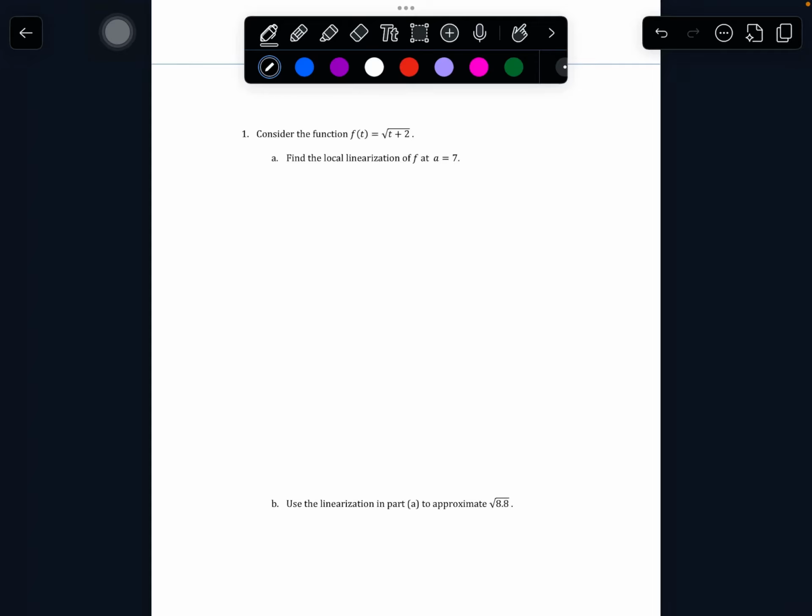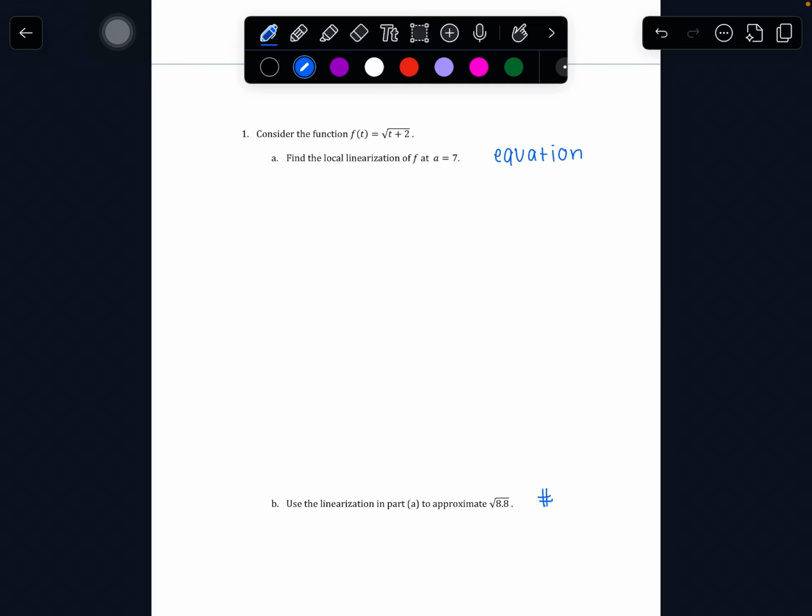Okay, so we have this function. In part A, we're asked to use this function to find the local linearization at a equals 7. And then part B, we have to approximate the square root of 8.8. So let's point out really quickly that part A is going to be an equation. That's what our solution is going to be. Part B, our answer is going to be a number.